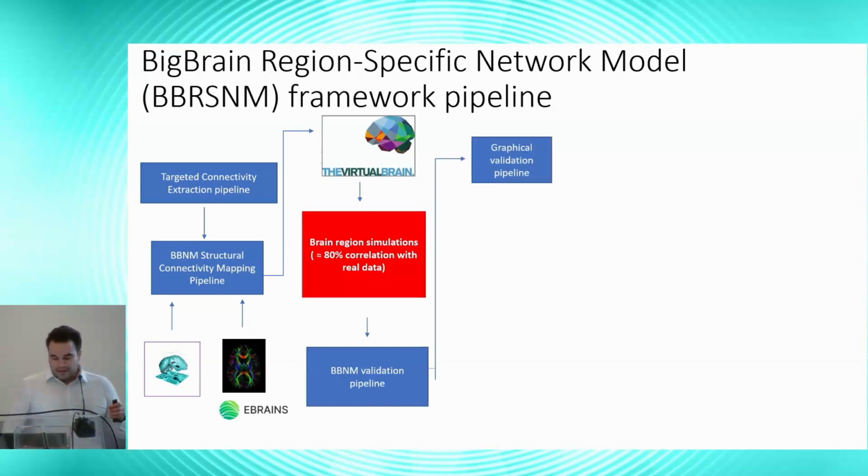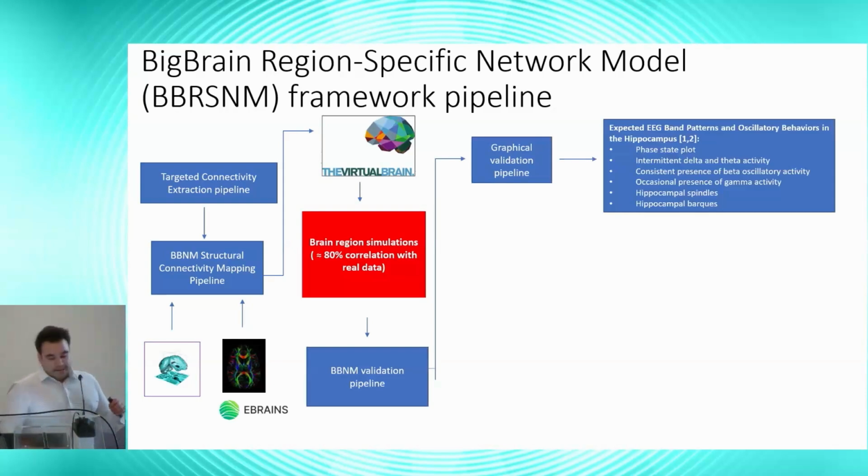We have two sub-validation pipelines. One is the graphical validation pipeline, that mainly is the graphical comparison between the real data and the simulated data for the phase state plots, some frequency bands, expected behaviors within the hippocampus, and the presence of hippocampal spindles and barks.